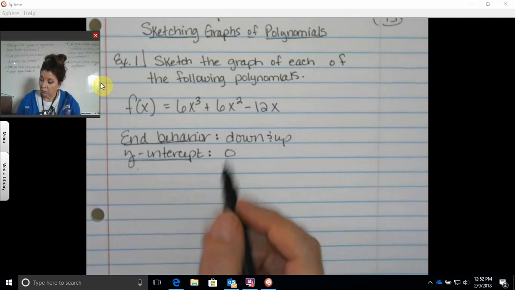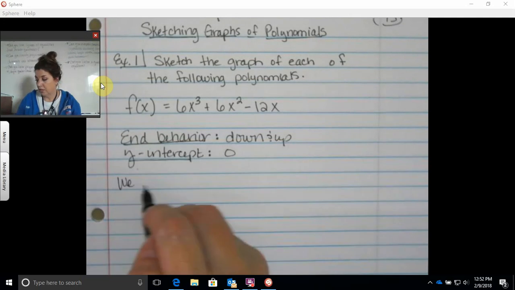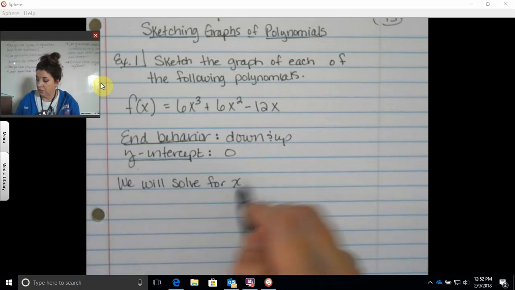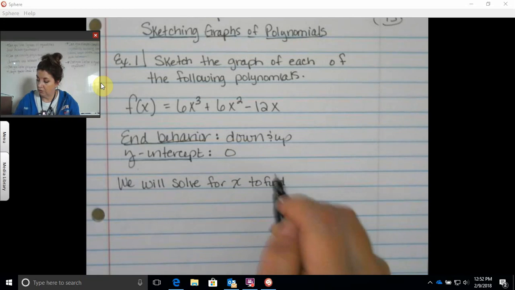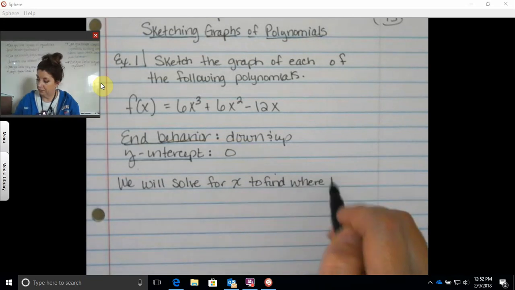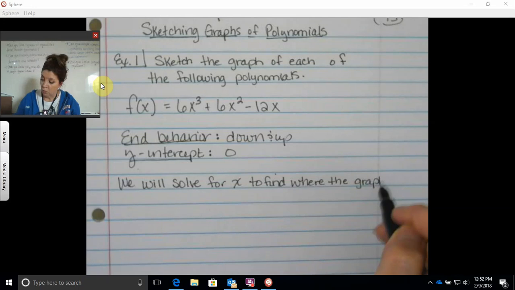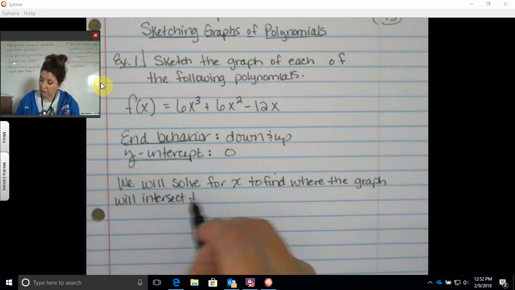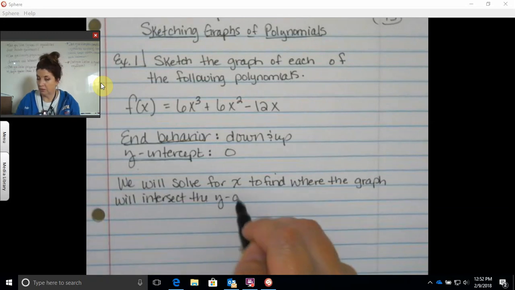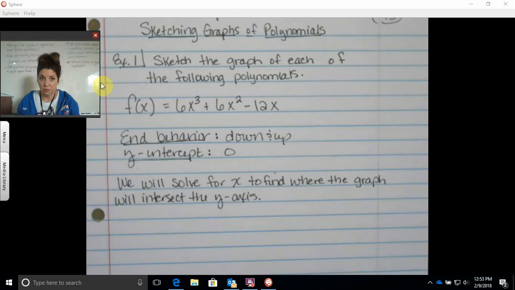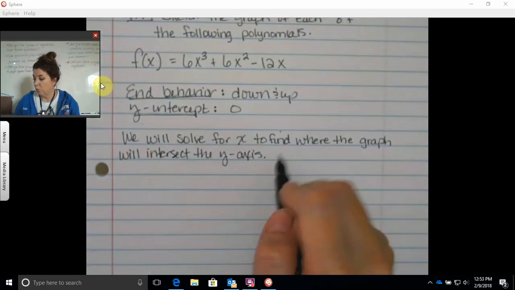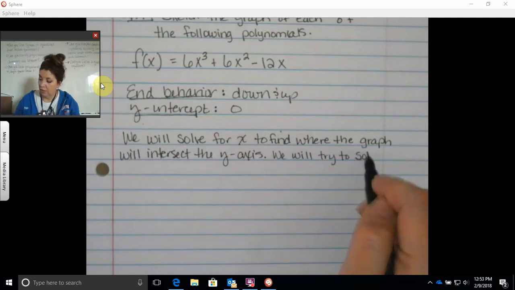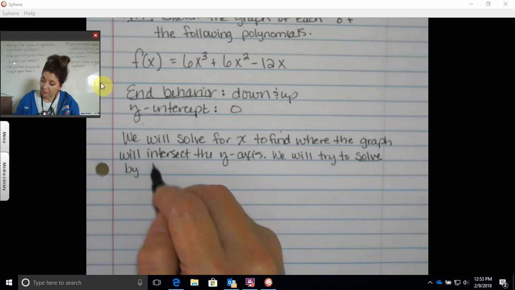So we will solve for x to find where the graph will intersect the x-axis. We will try to solve by factoring.